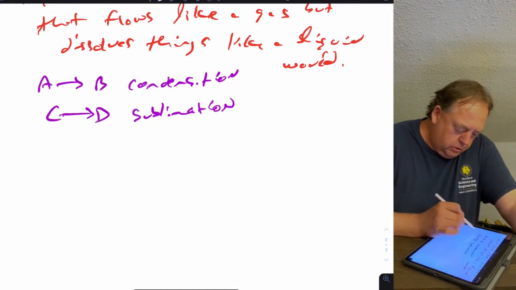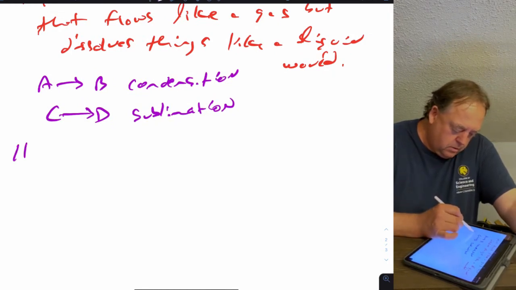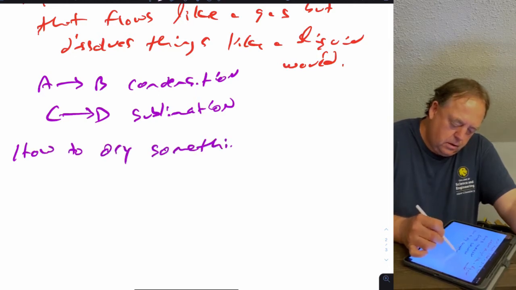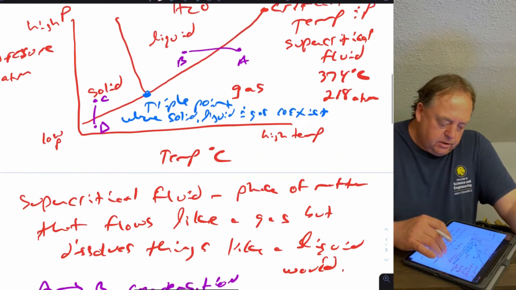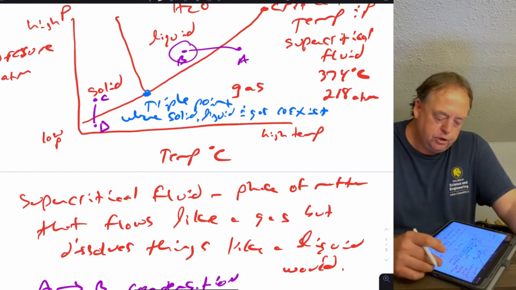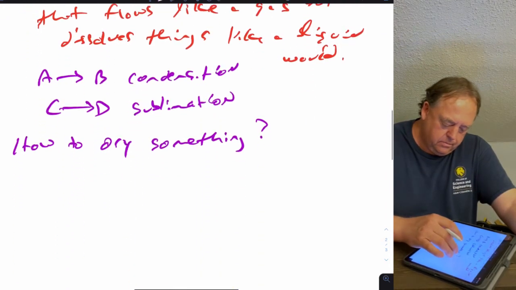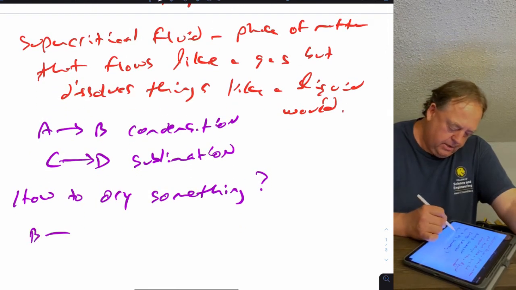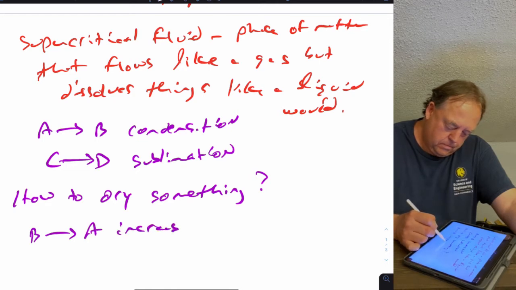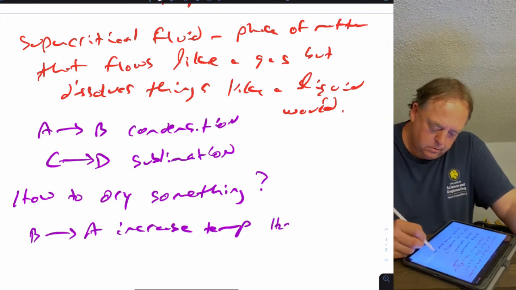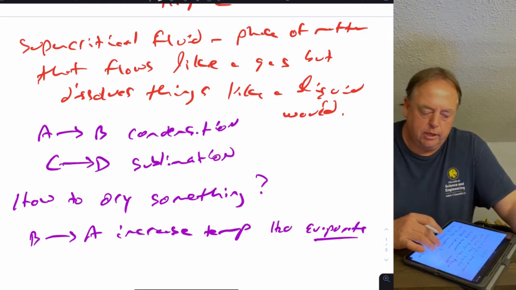Okay, so let's use this to explain another little concept on how to dry something. So if you had something that was wet, say you're at point B and you wanted to dry it, well, how could you dry it? Well, the same way that you would typically dry things. What you could do is simply go from B to A, so if you increase the temperature, then the water will evaporate. That would be one way to dry something, but there is another way to dry something.